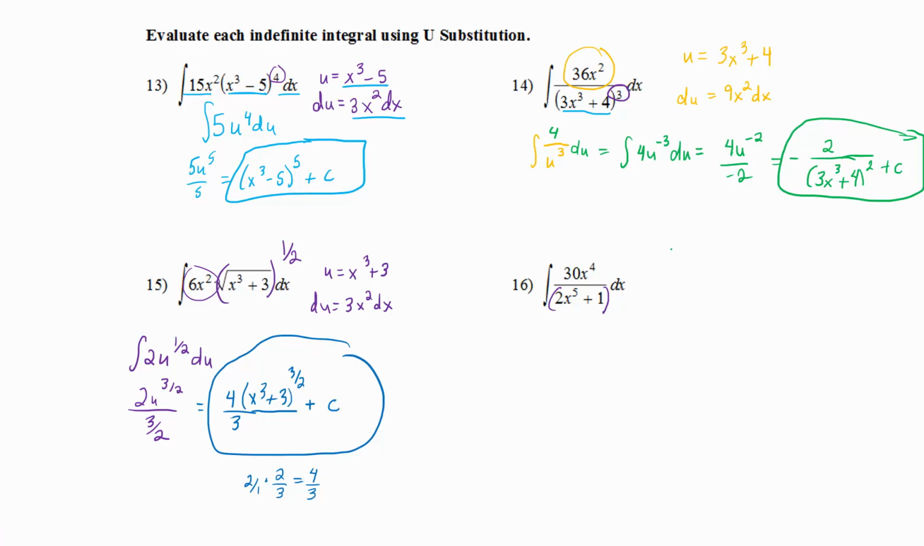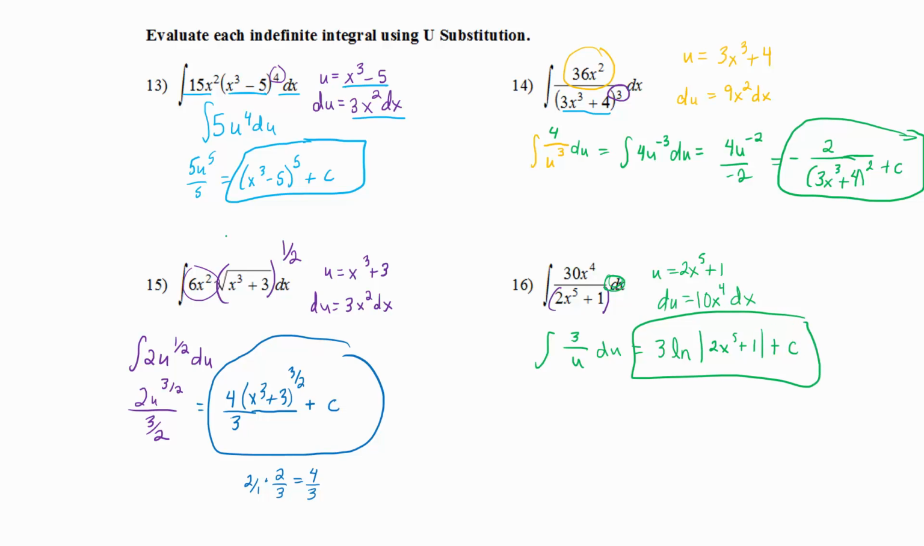And then on 16, u is what's on the bottom, but this time there wasn't an exponent. When there's not an exponent, like there's not something outside of our parentheses power-wise, this is going to be a natural log when we switch it, because we're going to do 30x to the 4th divided by 10x to the 4th, which is 3. So we get 3 over u, and that is 3 natural log of u, and we'll put absolute value bars around u and a plus c. Hardest part on those is remembering that that's natural log and not the power rule.